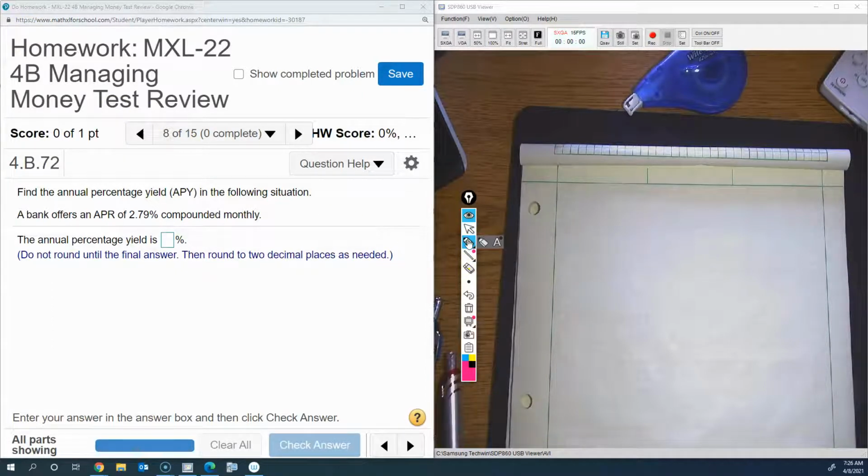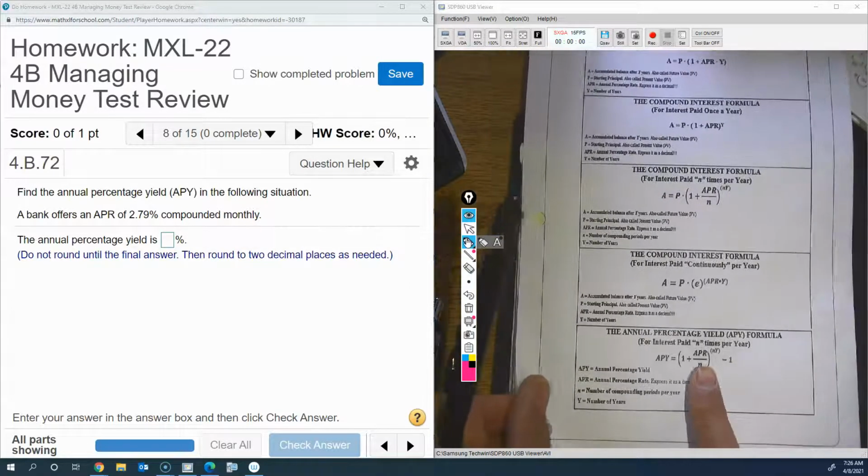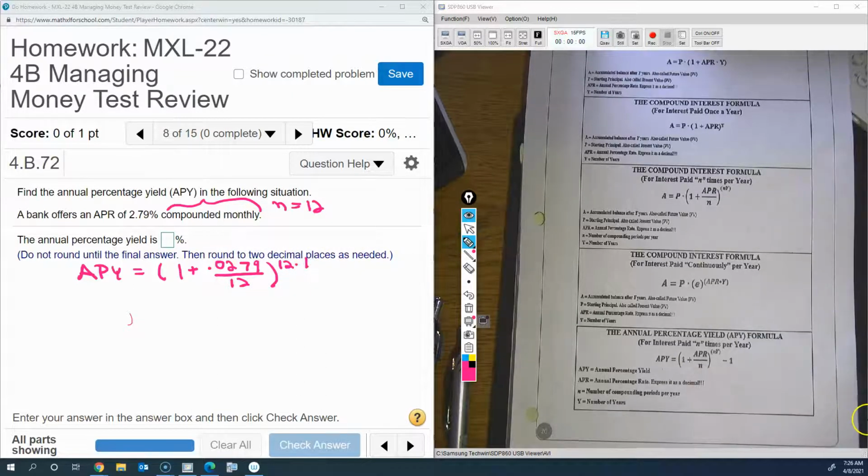All right, so we take our formula for APY right here. Okay, and we get, let's see, APY equals 1 plus, okay, the APR 0.0279 divided by 12. And then it's going to be 12 times 1 year.